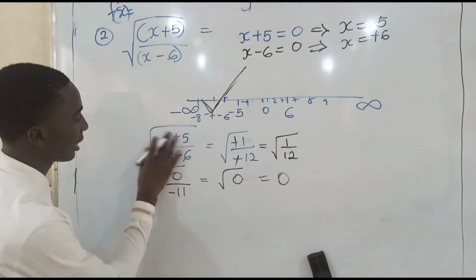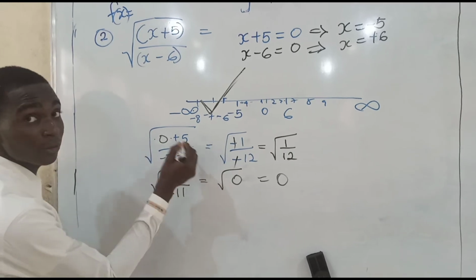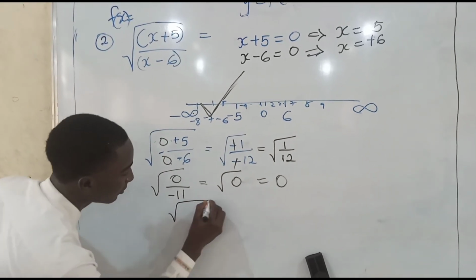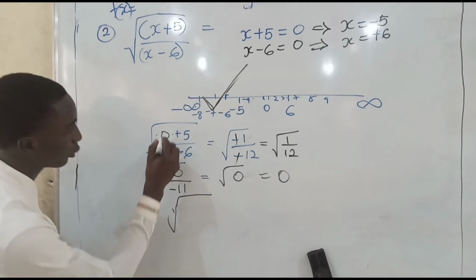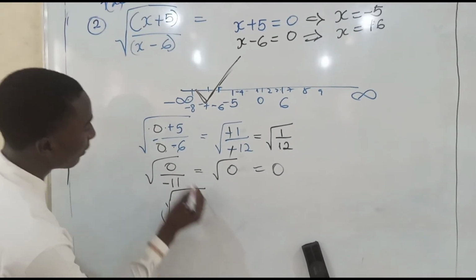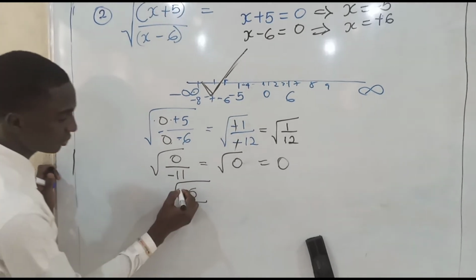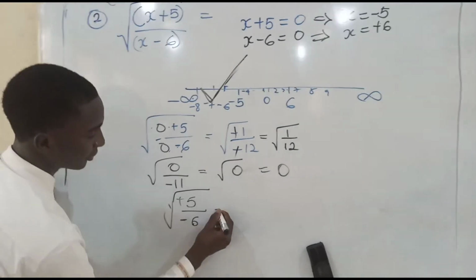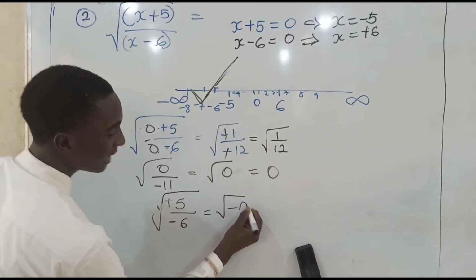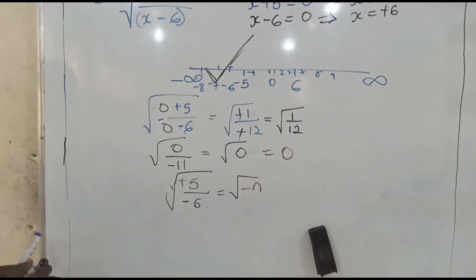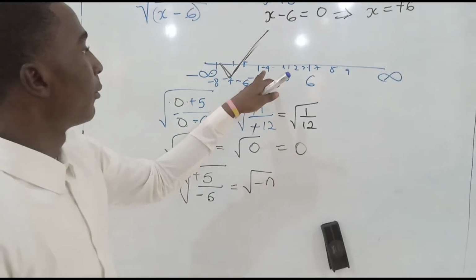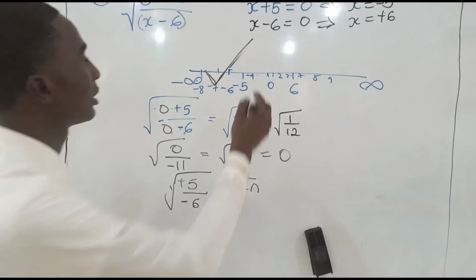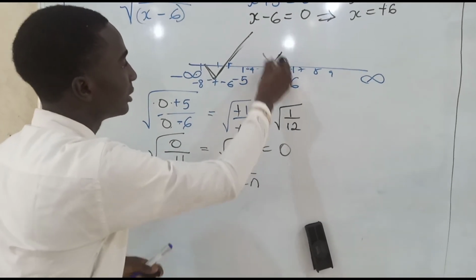So let's try 0 for instance. If we apply 0 here, 0 plus 5 and 0 minus 6. So I'm having the root of 0 plus 5, which is 5, over 0 minus 6. This is plus 5 and minus 6. This will definitely give us a negative number. So that is to say, from negative 5 to 0, we are having an undefined value.